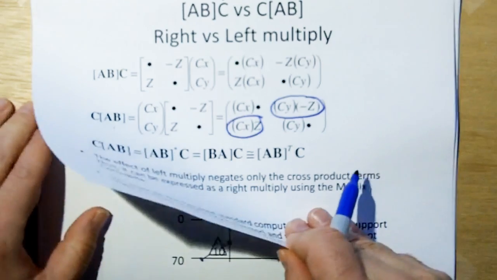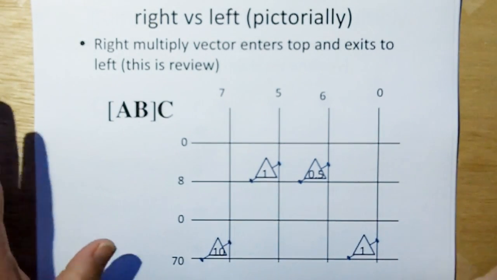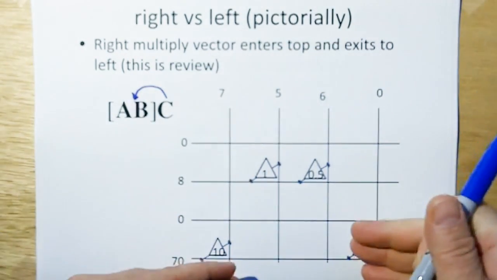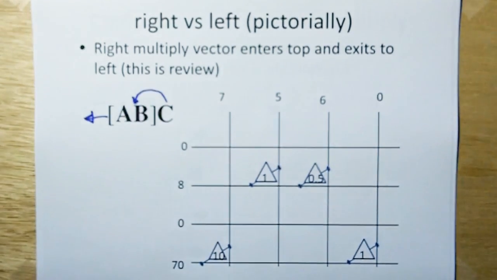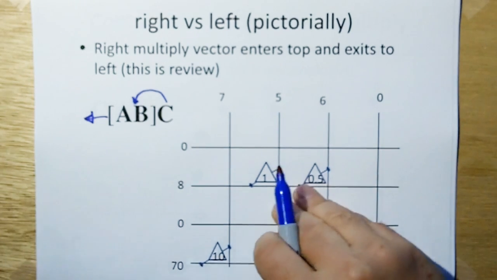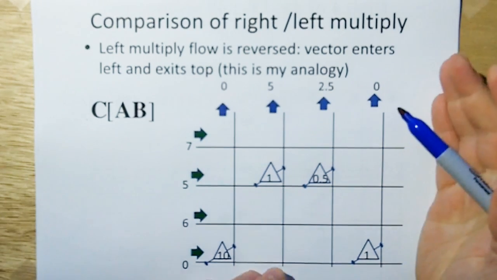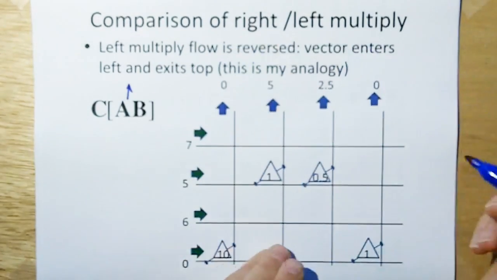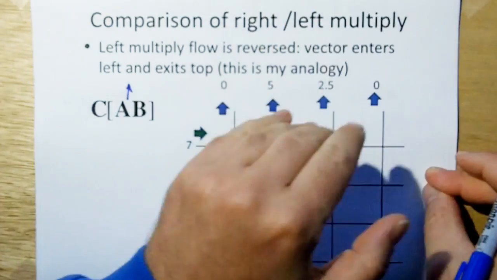What is the visual explanation of this? Let's go back and remember that when we have right multiply, that's like the vector coming in the top, going down the cross point network, and being shot out to the left. That's our normal right multiply that we have all the algorithms written for already. So what's this left multiply? Well, left multiply is as if you shove the vector in the left side and the result comes out the top. In other words, we're pushing the vector through the matrix in the opposite direction.